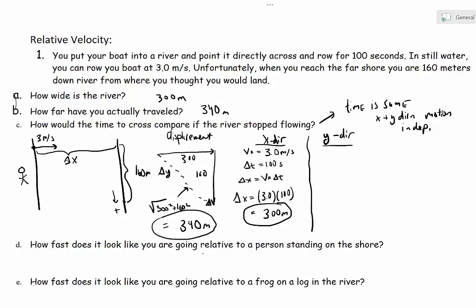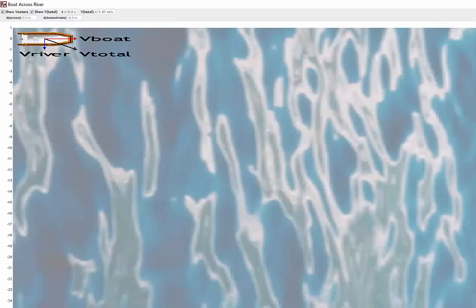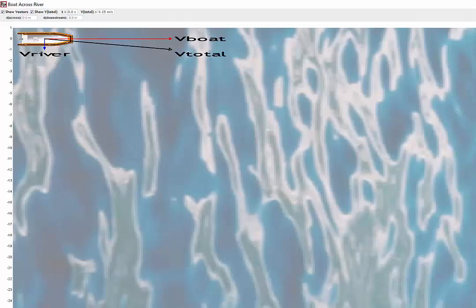I'm going to have to actually look at the total or resultant velocity of the boat. So I'm going to draw a miniature little triangle here. I was moving 3 meters per second to the right. That was my Vx. But I'm going to need to know how fast I was moving vertically in order to figure out my relative velocity. When I go back to this little boat problem and reset this here, I'm going to amp this up a little bit.